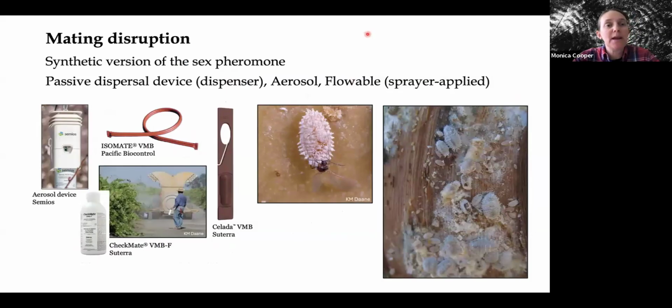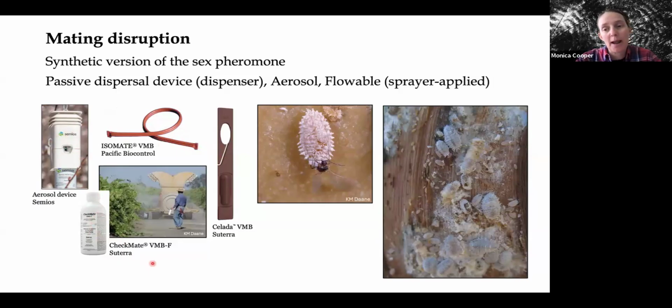And then the next piece is mating disruption. So similarly to detection, we take a synthetic version of the sex pheromone, but then it's loaded into a passive dispersal device, which I call a dispenser. So here's a couple of the dispenser designs that are available for vine mealybug. It can also be formulated as an aerosol, in which case it would go into a container, and this is the dispenser for the aerosol. And then also the vine mealybug mating disruption product has been formulated as a flowable product.